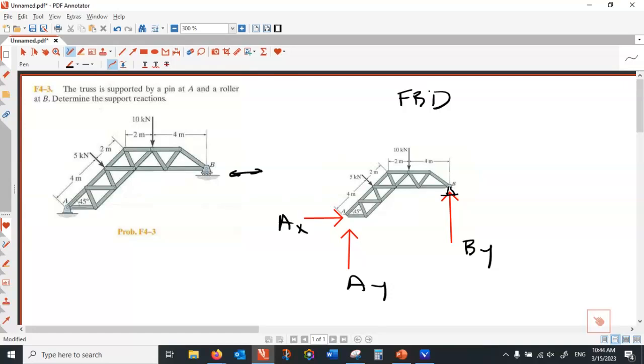All right. So here I have three unknowns, three conditions. So the problem is solvable, right? The question is, we want to be lazy, we want to be smart.